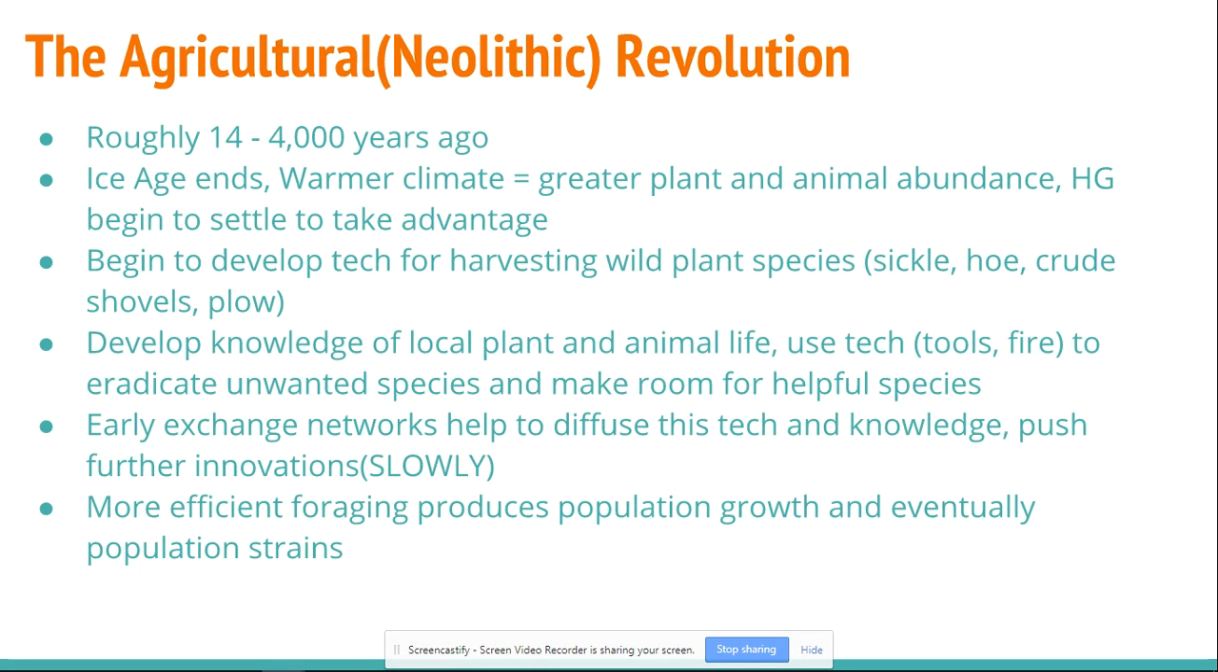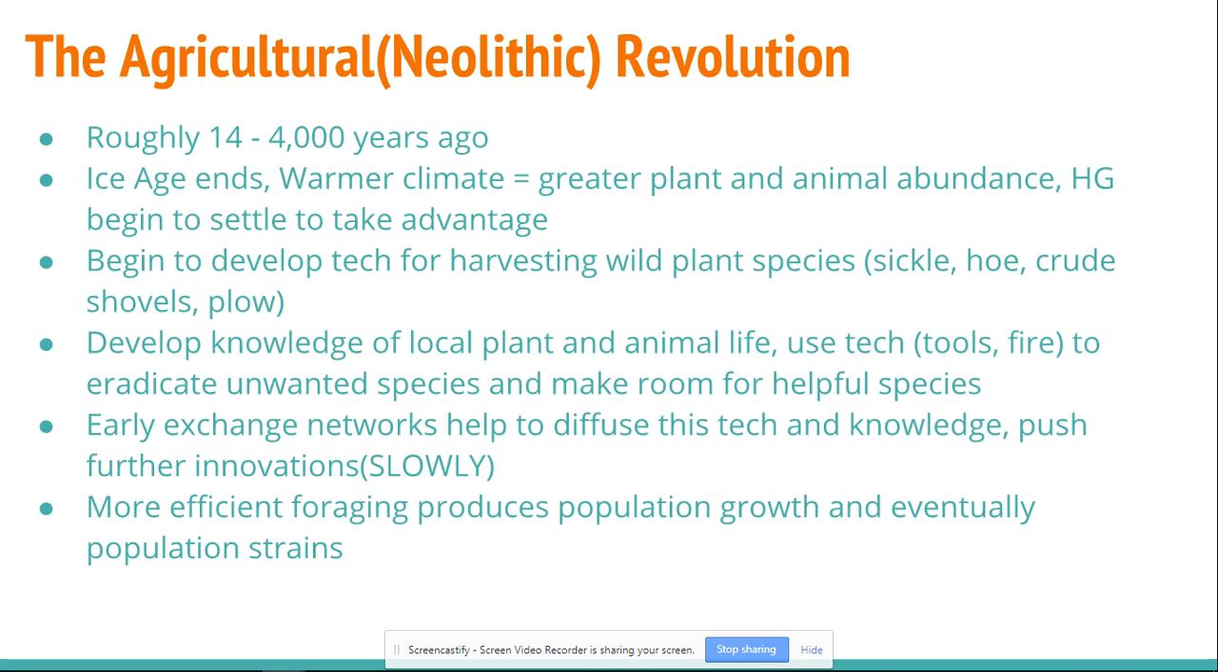That presents a warmer climate, that presents melting polar ice caps, more water is in circulation, more water is in the rain cycle. And since water equals life, you get greater plant and animal abundance. So, those hunter gatherer bands that we talked about in the last unit, those kinship groups of about 25 or so, begin to settle down into permanent spots to take advantage of all of the new plant and animal life.